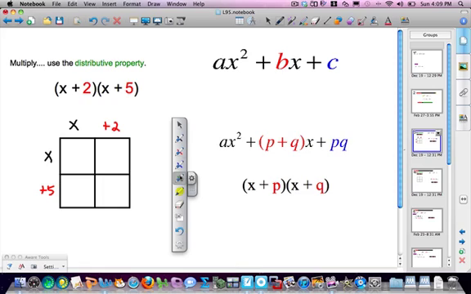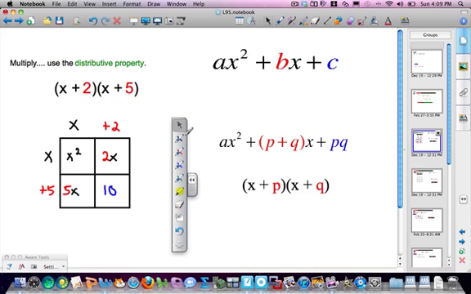We're ready to begin using the distributive property. We're going to multiply x times x, and that yields x squared. We're going to multiply x times 5, that yields the product 5x. Moving to the second factor, 2 times x yields the product 2x. And multiplying 2 times 5 yields the product of 10.